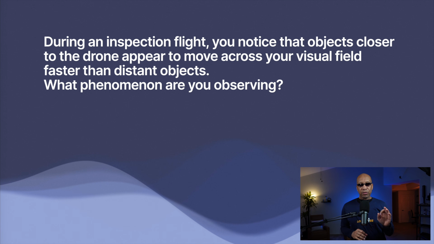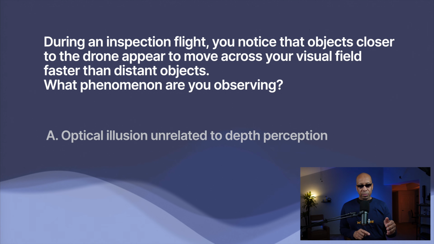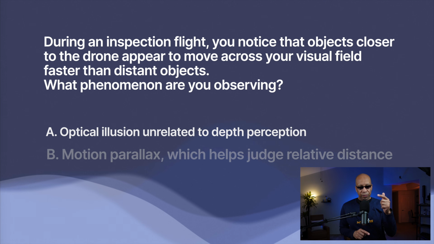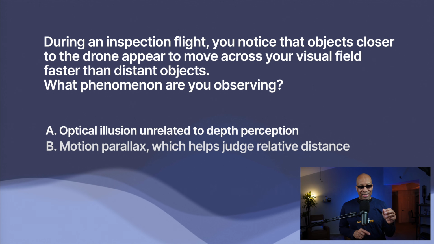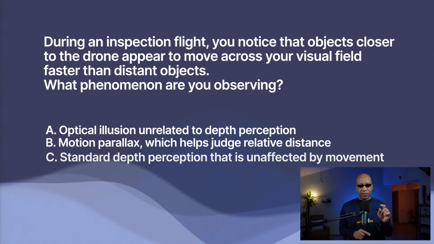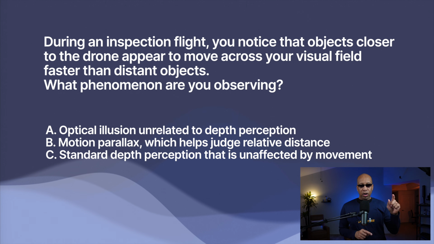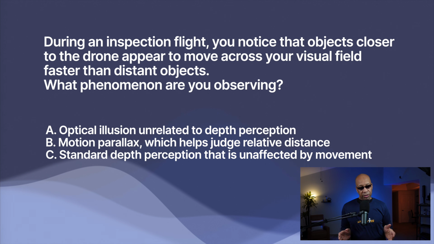During an inspection flight, you notice that objects that are closer to the drone appear to be moving across your visual field faster than distant objects, which are not moving as fast. What is the phenomenon that you are observing? This will throw you for a loop, because if you did not study this or know this, then you're going to get the question wrong.